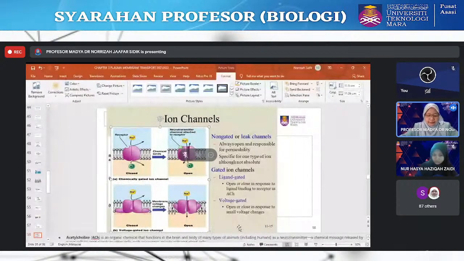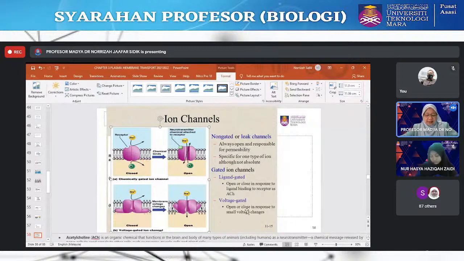So if you look at acetylcholine, acetylcholine is an organic chemical that functions in the brain and body of many types of animal, including humans, as a neurotransmitter, a chemical message released by the nerve cells to send signals to other cells such as neurons, muscle cells, and gland cells. Neurotransmitter is the chemical that motor neurons of the nervous system release in order to activate the muscles.